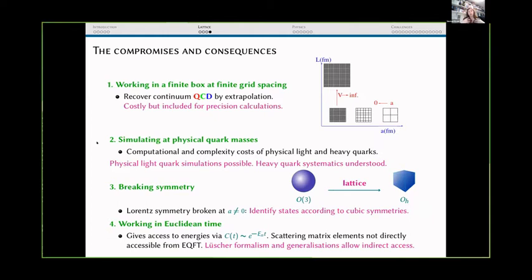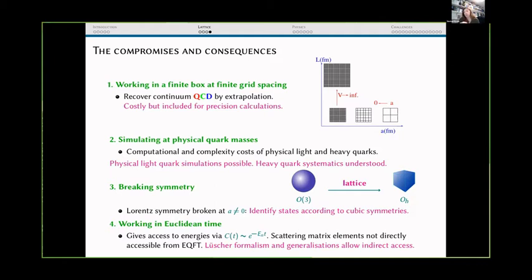So it's maybe useful, especially for the non-experts, for the non-lattice people, to think about what we've just done in the previous two slides, and in particular for spectroscopy, what the consequences of some of the compromises that one has to make to perform these numerical simulations. So the first, most obvious, of course, is that we work in a finite box at finite lattice spacing.